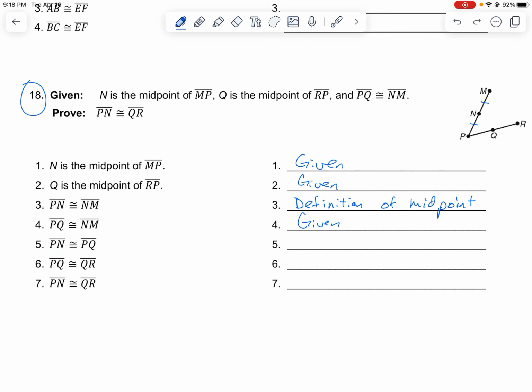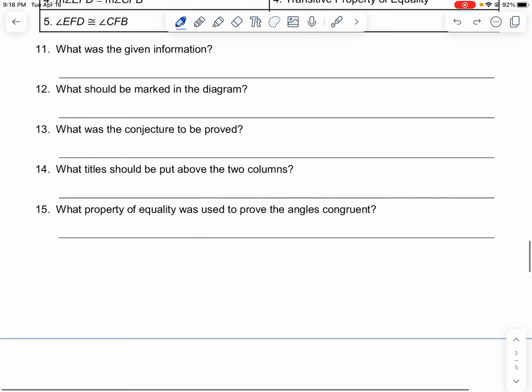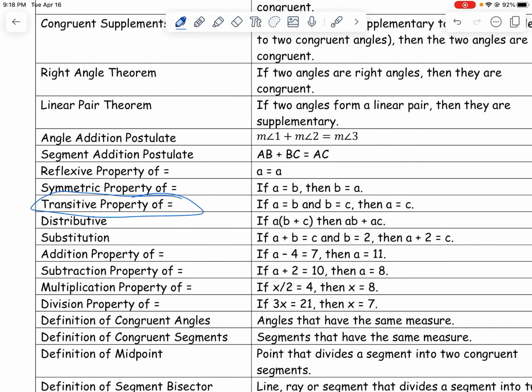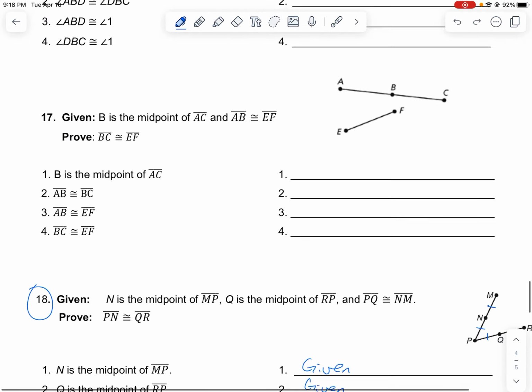But let's go to our next part. PN congruent to PQ. Well, we know that PN is congruent to NM, and PQ is also congruent to NM. And so we're saying these two things are congruent. Well, that's a classic example of the transitive property. Both of these are congruent to NM, and so they must be congruent to each other. And if you go back to the front there, it's also here, as soon as I find it, transitive property of equality. You just write transitive property and that'll be fine. So let's go back to our proof here.